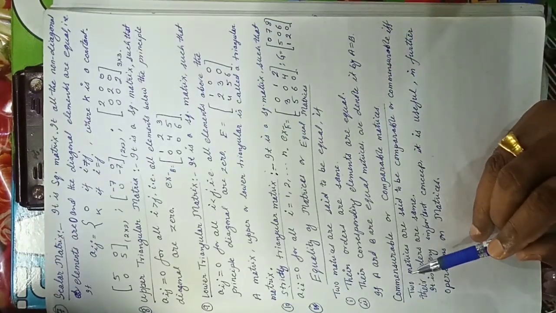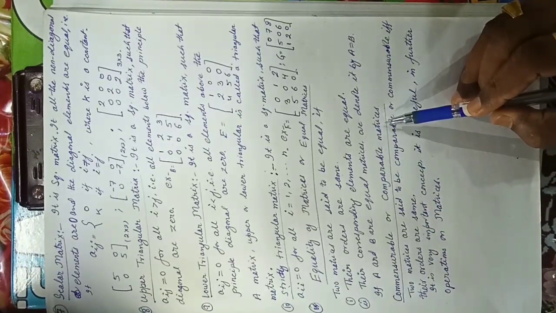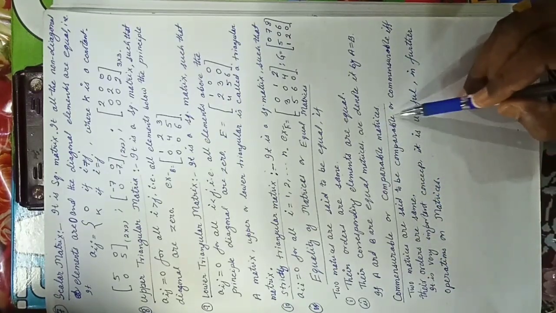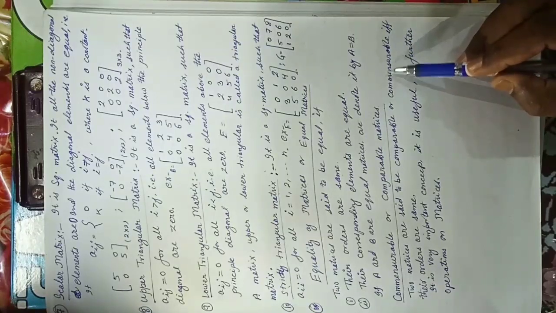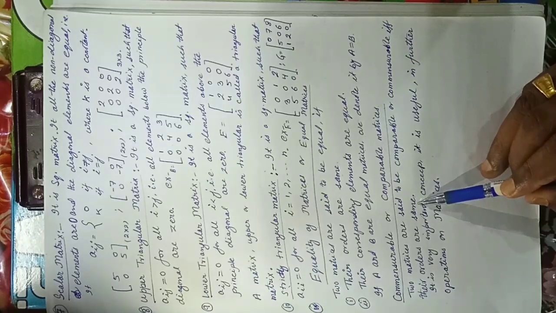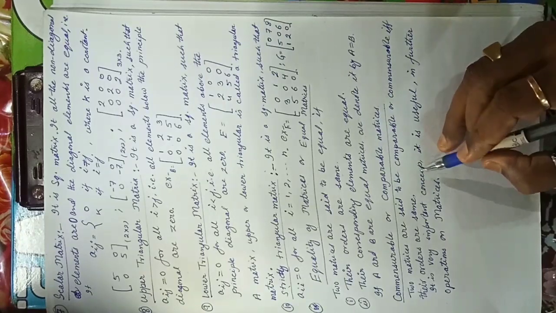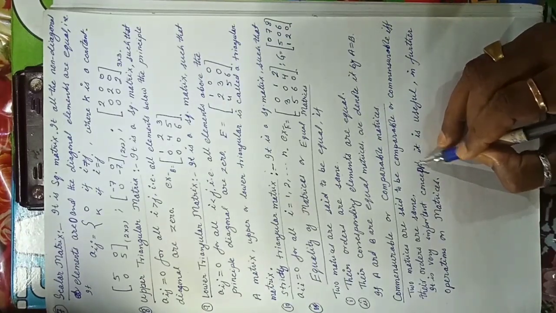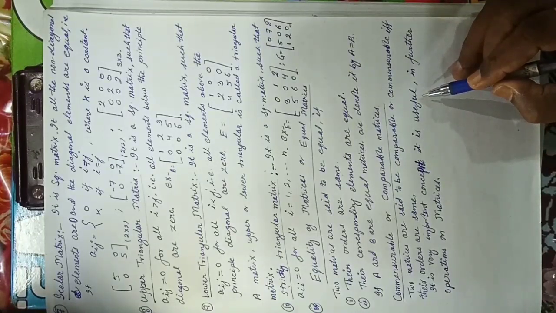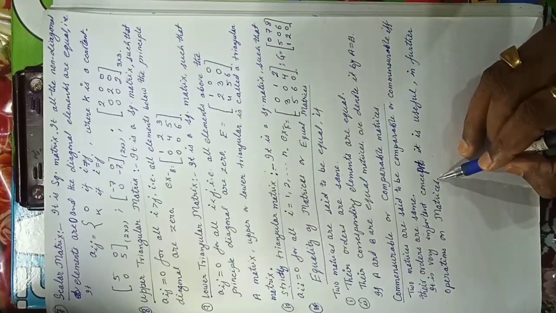Now, a very important concept: commensurable or comparable matrices. Two matrices are said to be comparable or commensurable if their orders are the same. It is a very important concept. It is very useful in further operations on matrices.